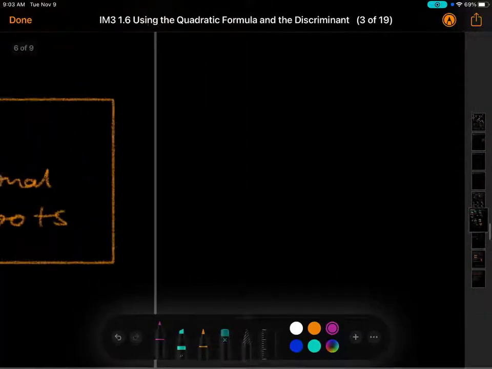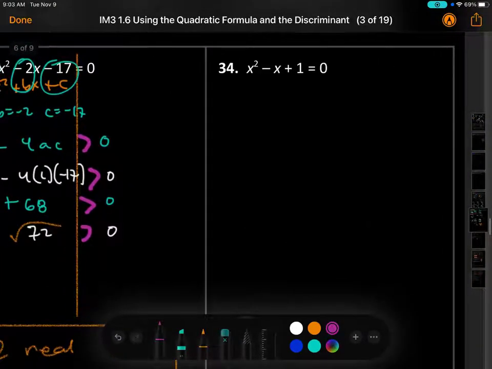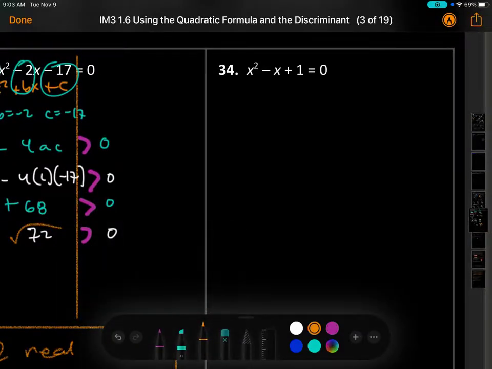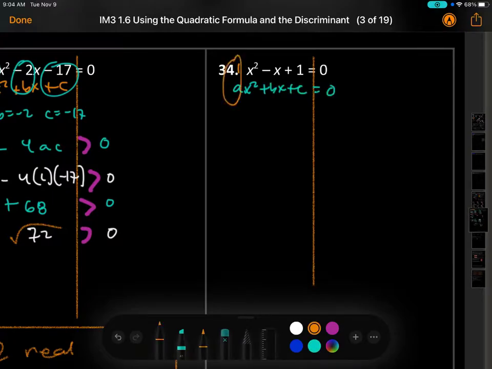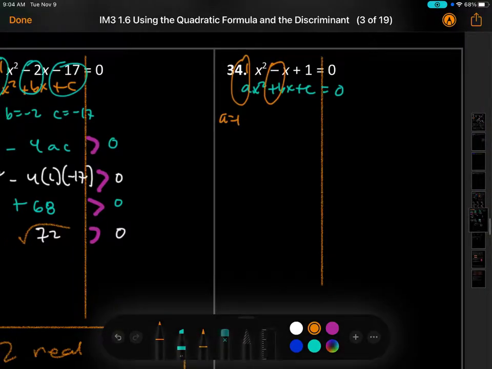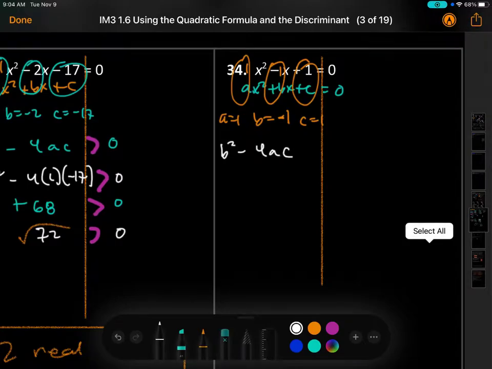Okay, last 2. Where are you? Okay, so we have a, b, c. It's easy as 1, 2, 3. Okay, what's that one? That one's going to be negative 1. There's no number there. It's either 1 or 0. Think about it. And it has to be 1, not 0. Let's write down our discriminant. b squared minus 4ac, all over 2a.